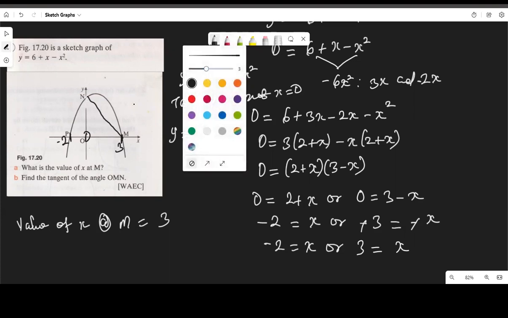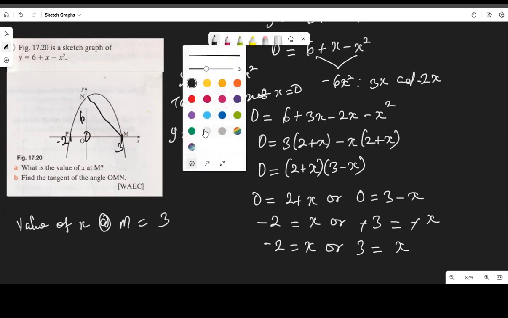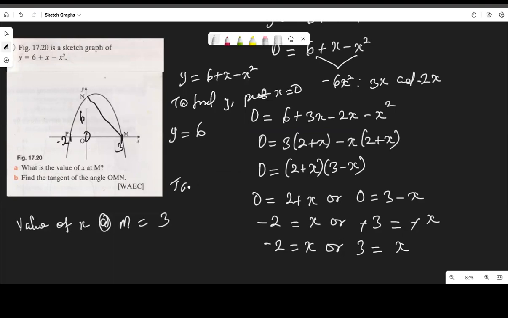Let me indicate that here. 6. So tan OMN is equal to opposite, which is 6, over adjacent, which is 3. And 6 divided by 3 is 2. So tan OMN is equal to 2.